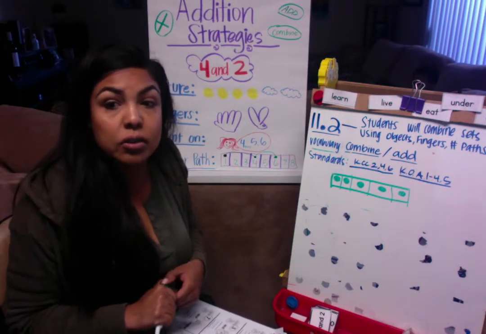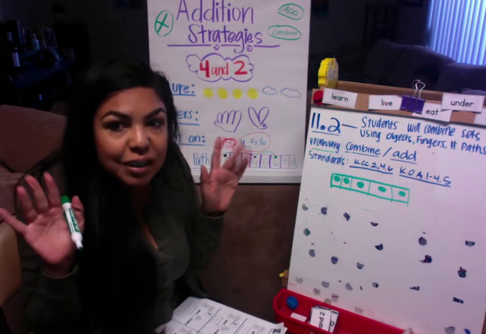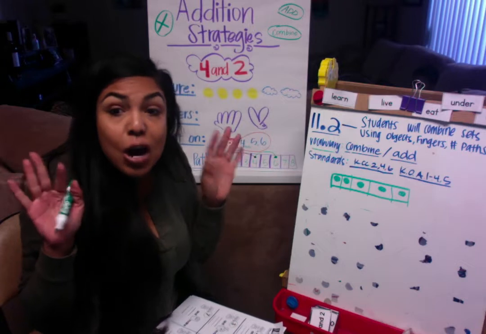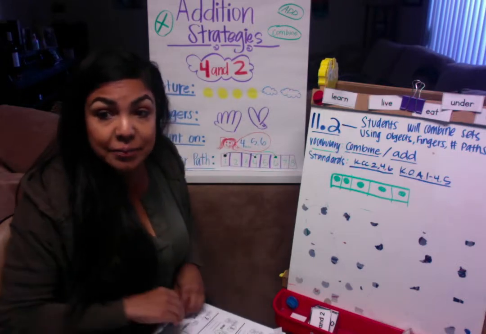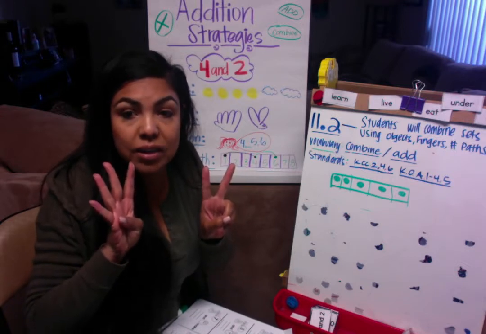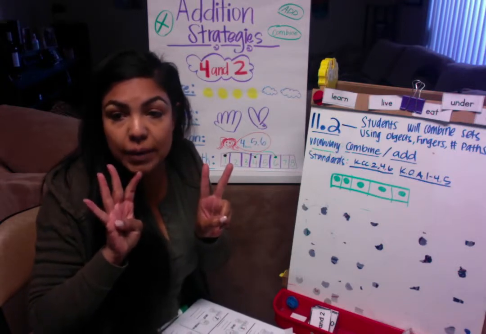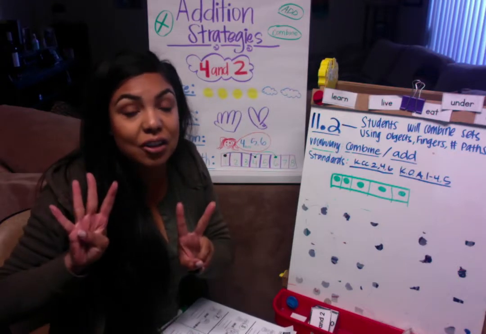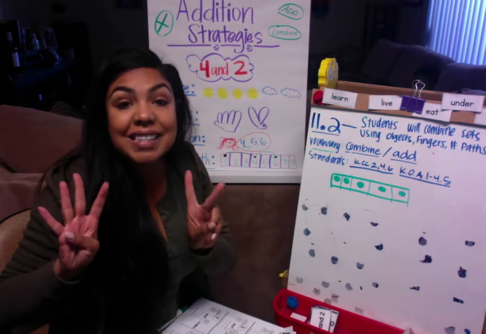Wouldn't you know that the tool is right here? Hold up your fingers. Good. We can use our fingers to help us add. Hold up 4 fingers on one hand and 2 on the other hand. Good. Now, I want you guys to combine this and tell me how many we have. How many do you see? Good. 4, 5, and 6.